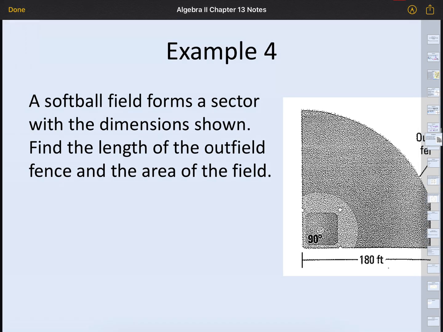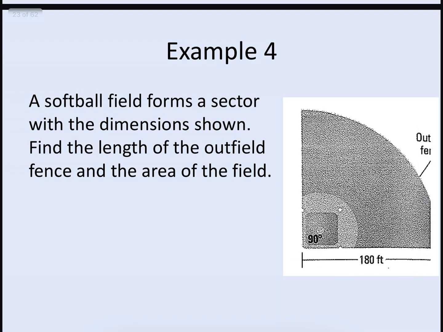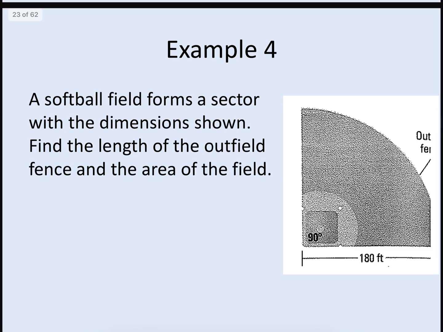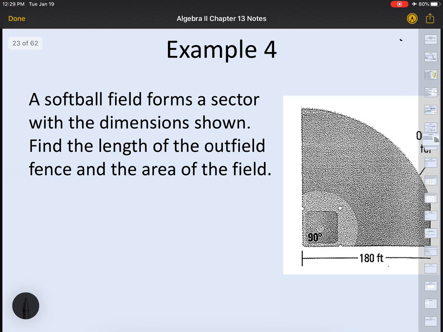So in example 4 here, we have this softball field that forms a sector with the dimensions shown. We want the length of the outfield fence and the area of the field. So the fence is the arc length. So let's pull up the formula for that. So this is of the fence, and that was r, the radius, times our theta.